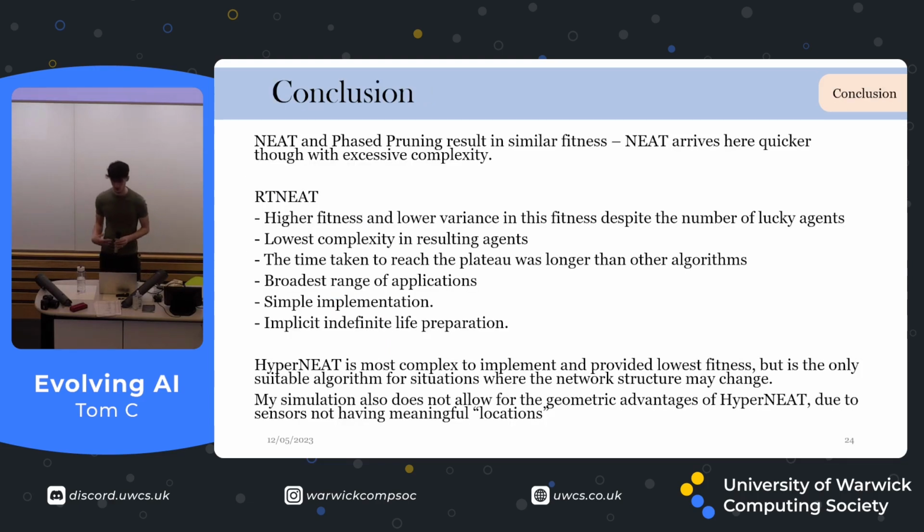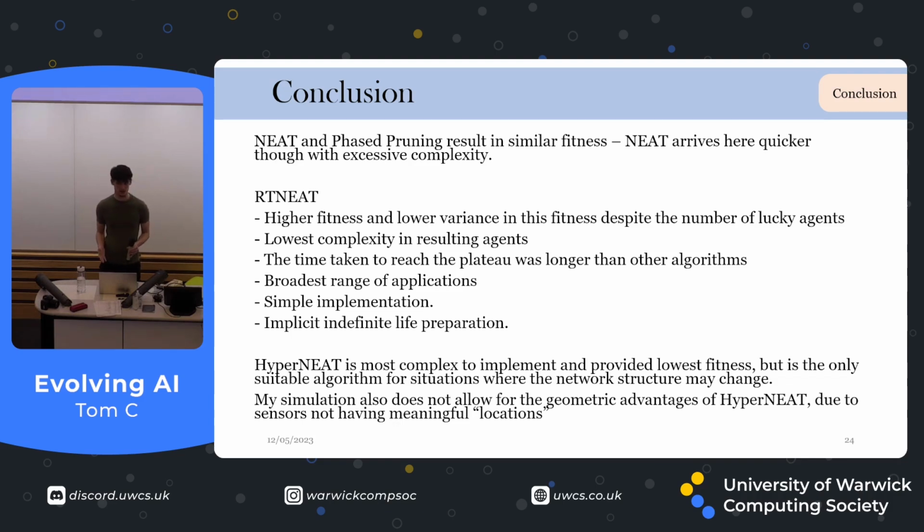Great, so to draw some conclusions from this, we can see that NEAT and phase pruning perform very similarly, but phase pruning produces less complex agents, with the cost of it taking slightly longer. RT-NEAT provides the highest fitness agents, even when we ignore those lucky agents that are just eating food as soon as they're created.